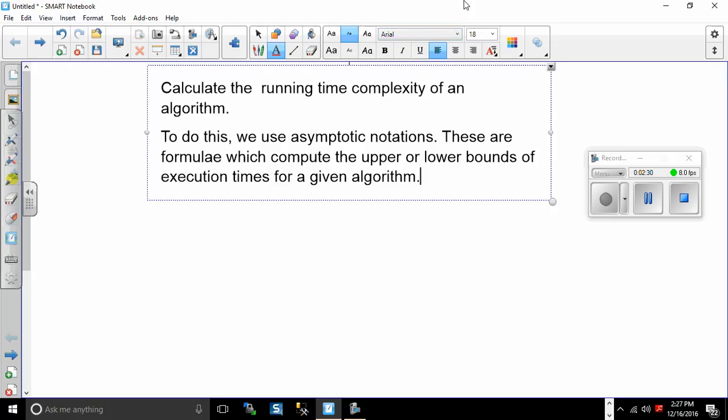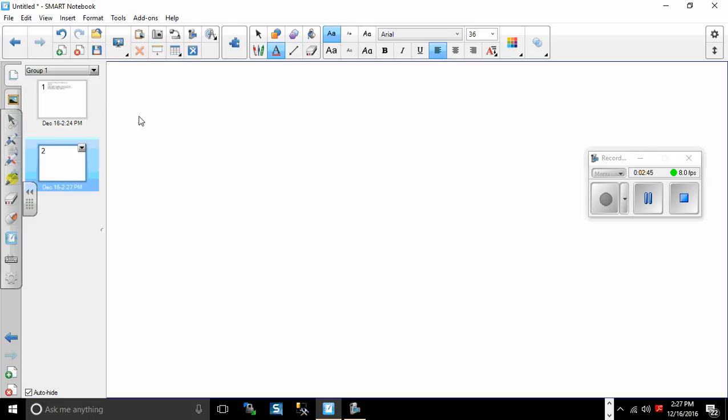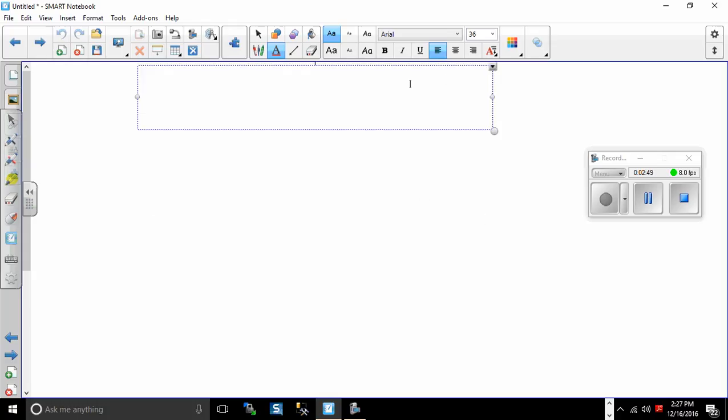So the first type of asymptotic notation we have is called the BigO notation. And so let me show you how BigO notation is used to assess the performance of, say, a sort or a search algorithm. So written as BigO calculation.